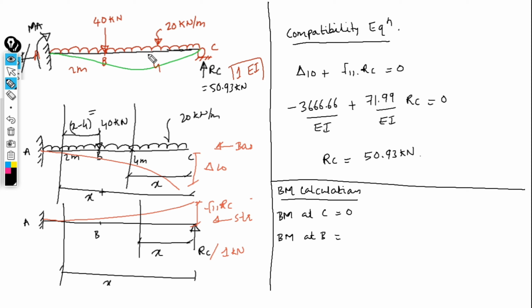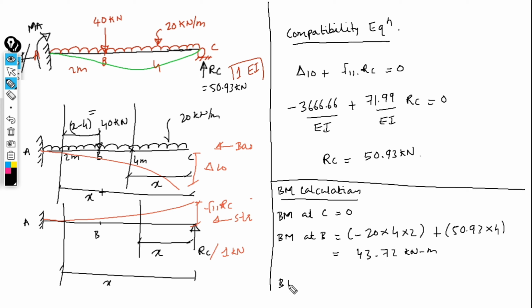We have UDL and the distance is 4 meter, 20 into 4 into 2, creating clockwise moment, negative. And we also have RC, we know the value of RC, 50.93, RC into 4, creating anti-clockwise moment, positive. Okay, so minus 20 into 4 into 2 plus 50.93 into 4. So bending moment at B is 43.72 kilonewton meter.